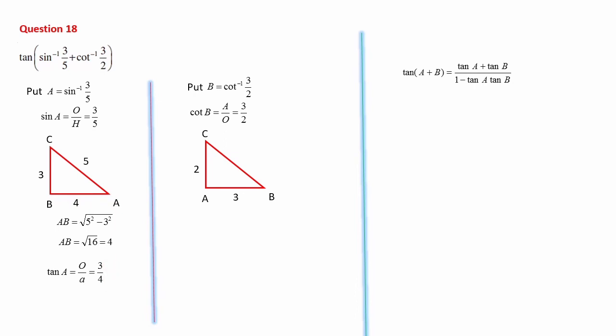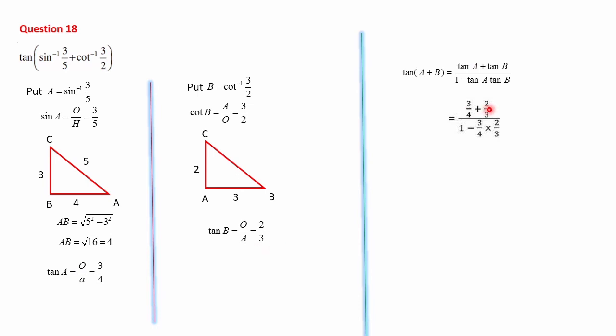And another one is tan B we need. This is our angle B, so from here we can calculate tan B. The tan B formula is also O by A, that is 2 by 3. Sorry, this is A, with respect to angle B. So O by A is 2 by 3 we have got. So all the values we have now, just substitute: tan A is 3 by 4, tan B is 2 by 3.